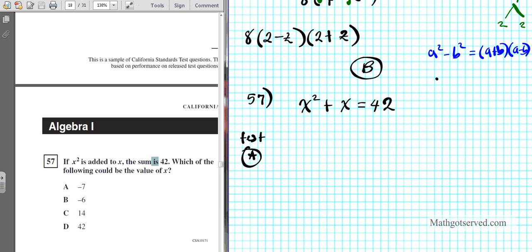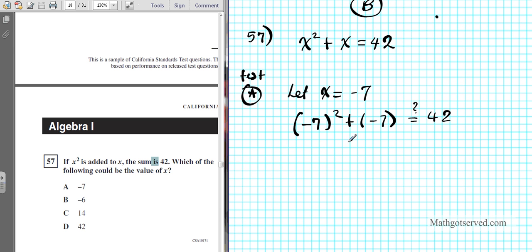All right, let's see. For option A, let x equal negative 7. All right, x is now negative 7. So let's plug into the original equation. Is negative 7 squared plus negative 7 equal to 42? Is it? That's the question. Okay, so negative 7 squared is 49 minus 7. Is 49 minus 7 equal to 42? 49 minus 7 is 42. Is 42 equal to 42? Absolutely. So this checks out. So since option A checks out, our final answer is option A.